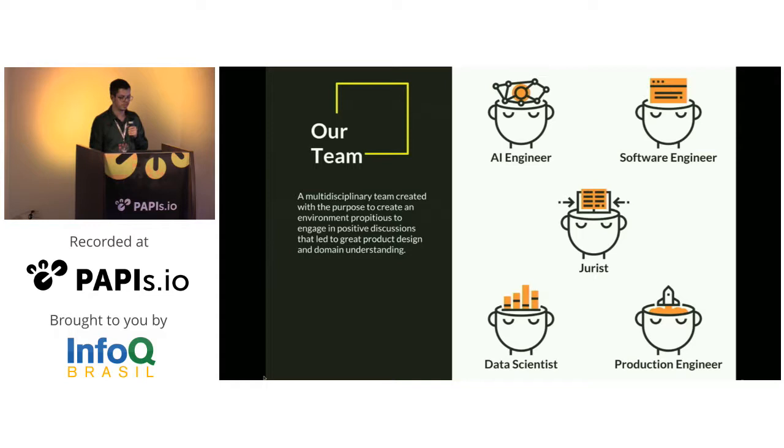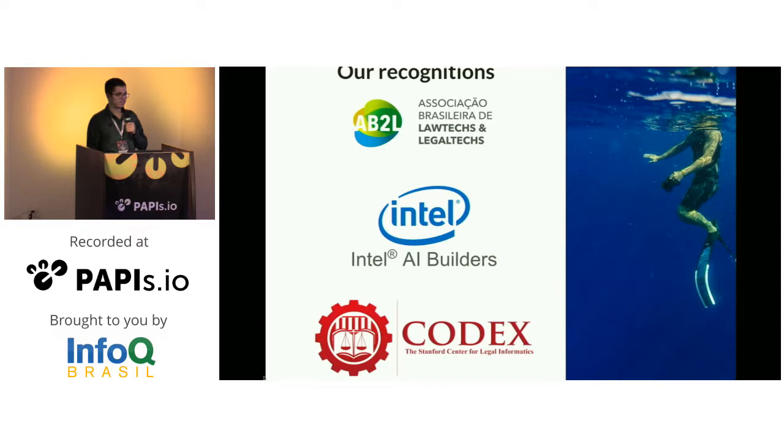With our recognition of that, Legal Labs today is listed by AB2L as the sole company that applies solutions to the public sector in Brazil. We try to build solutions that will reduce the bureaucratic steps of the legal sector in Brazil. And for that, we are now listed in the global program of AI builders, along with a couple of other companies in Brazil. And not long after being listed in this program, we were listed in the Codex Stanford program, in their Hall of Global Legal Techs. All of this was possible due to our passion to build a better judiciary in Brazil.